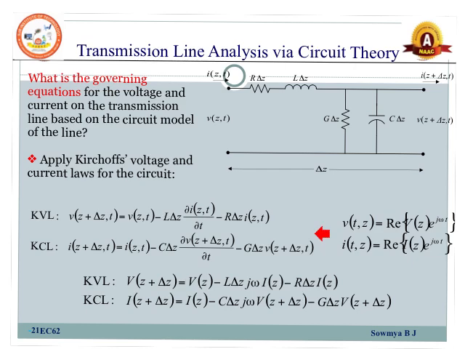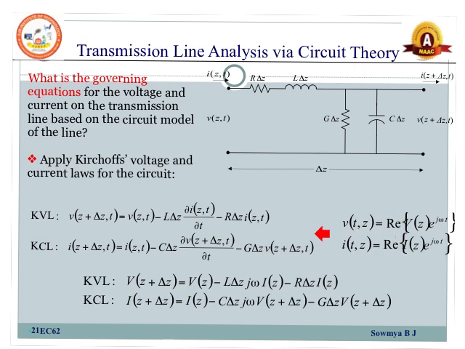And this V of t comma z or I of t comma z are actually represented with respect to the real value as real of V of z e power of j omega t and real of I of z e power of j omega t. This is how the equations are being taken here.